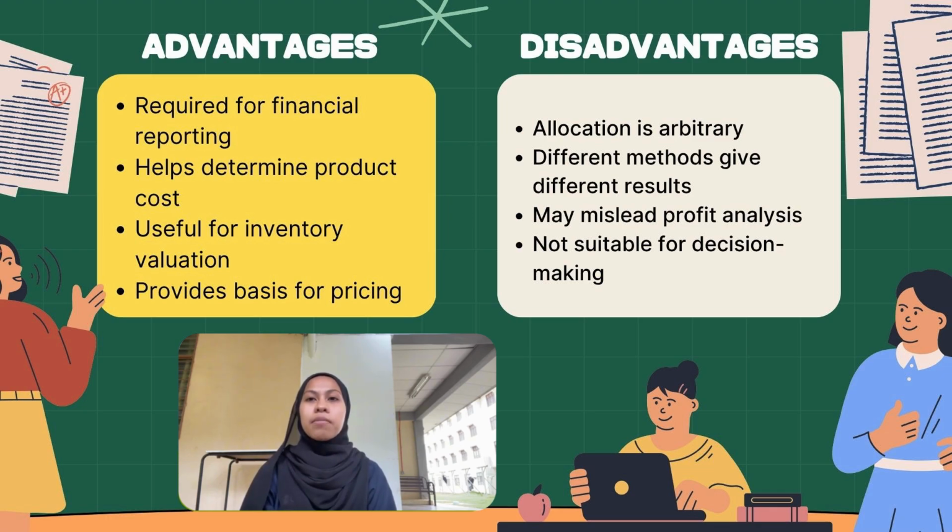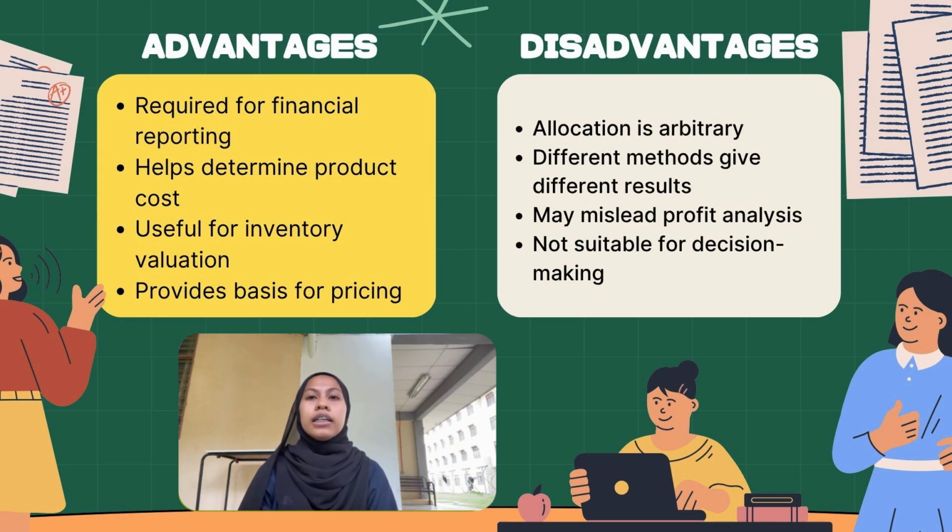Second, it helps companies determine product costs. Without allocations, companies will not know how much each product actually costs. For example, in the dairy industry, milk is processed into cheese, butter and yogurt. Companies still need to estimate the cost of each product.